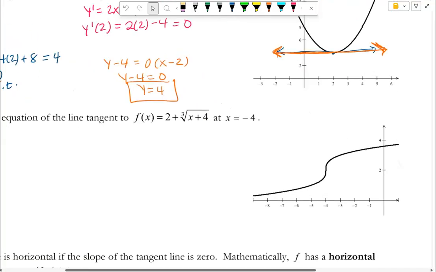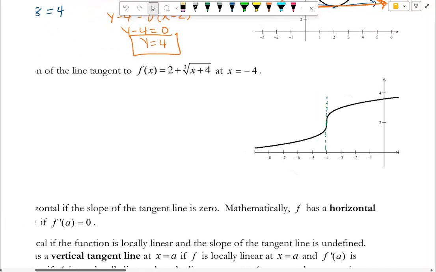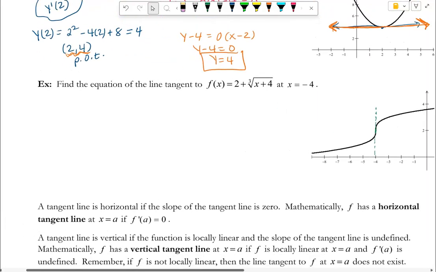In fact, if I think about how I can take the derivative where I'm locally linear, it looks like right here, even though this is a curve, if I were to draw a line through this spot where we are locally linear, that is a vertical line. So I know something interesting is going to happen when I find my derivative.